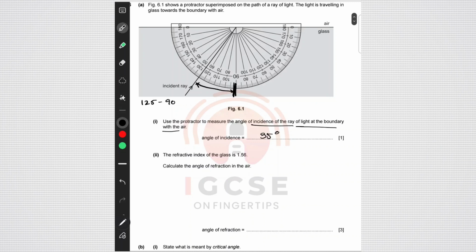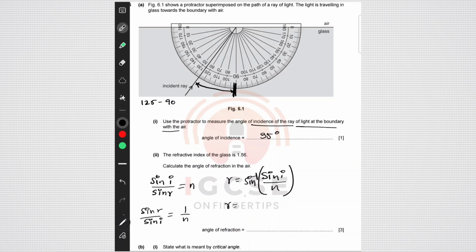The refractive index of glass is 1.56. Calculate the angle of refraction. Sin I upon sin R is equal to n. Use the left hand side of the space to make the correct thing the subject of the formula. So sin R by sin I is equal to 1 by n. R is equal to sine inverse of sin I upon n, right? And also show that you substituted the correct value. So sine 35 upon 1.56.